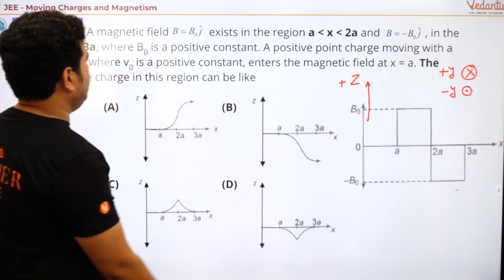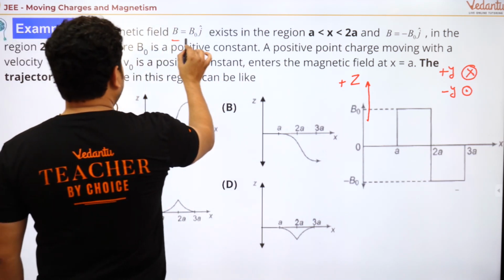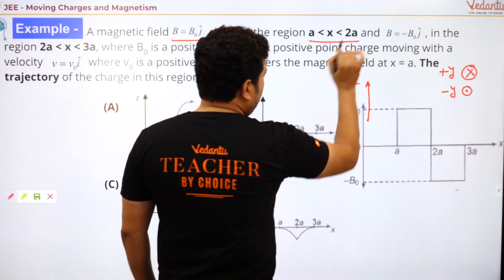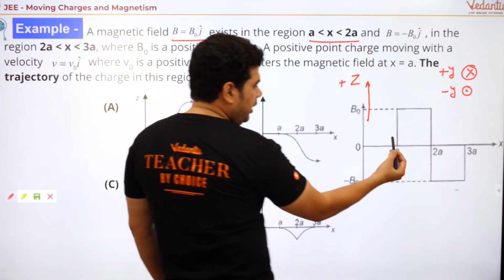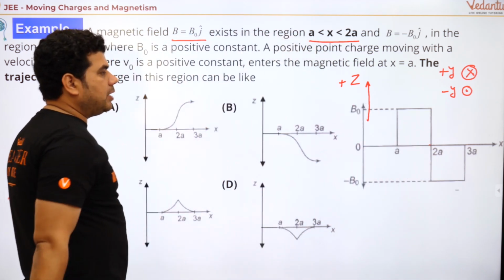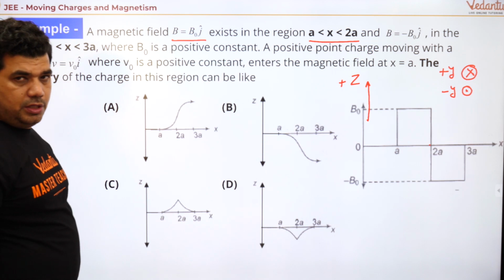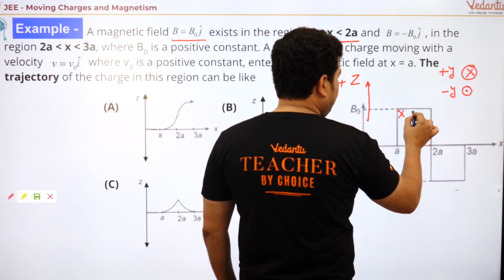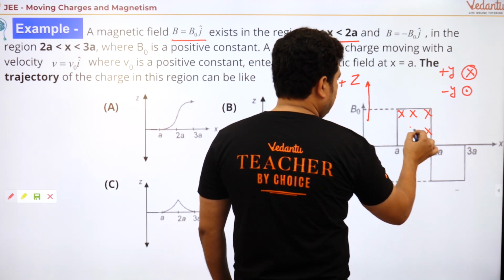So now see the question. B naught J cap, where A to 2A. Where is the region A to 2A? A to 2A, in which direction is the magnetic field? Magnetic field is positive. So positive Y axis is here. So here the magnetic field is like this.